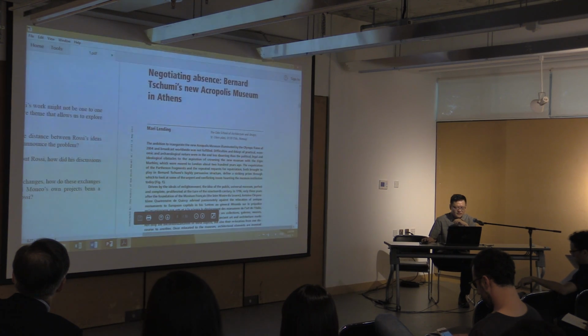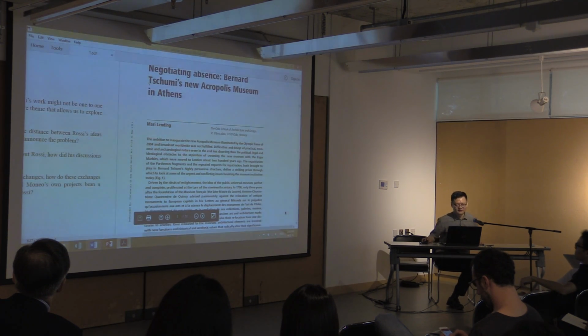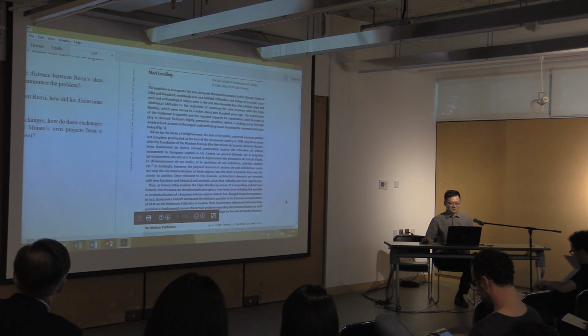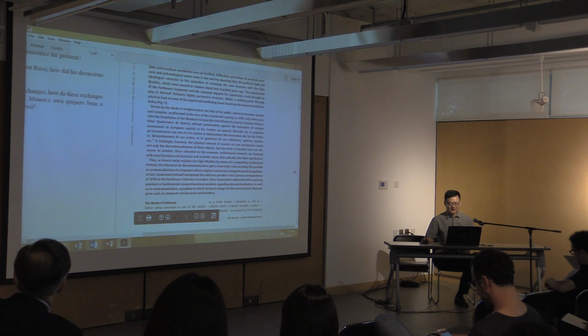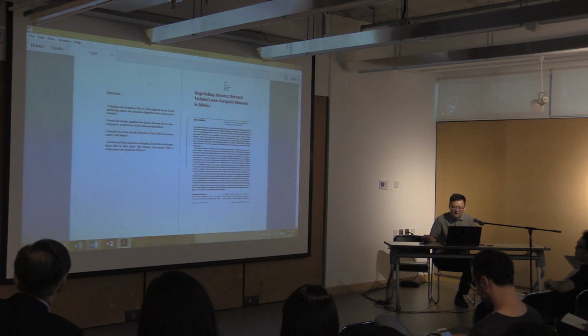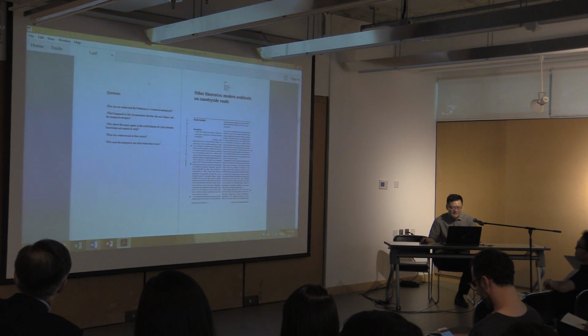So here is a second article. It's about the Acropolis Museum in Athens that Xiumi has recently completed. There's a rather long abstract, and then we are going to look at the questions.